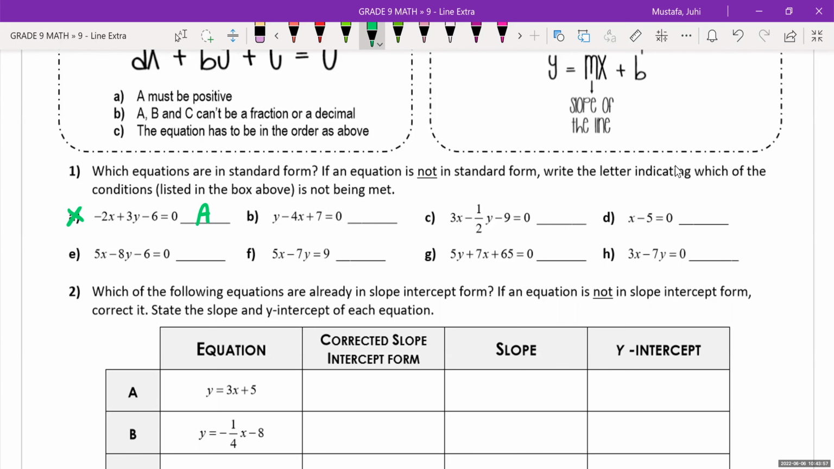How about question B? Is question B in standard form? No. What rule is it breaking? C, because it's not in the correct order. You can't have y before x. The x has to be before y. Okay, how about question C? Is question C in standard form? No. What rule is being broken? You can't have a fraction, exactly.